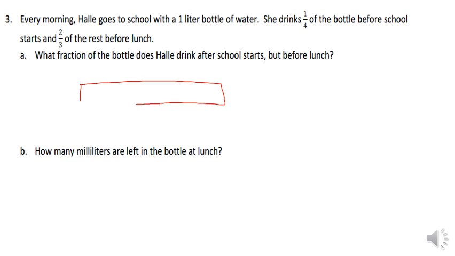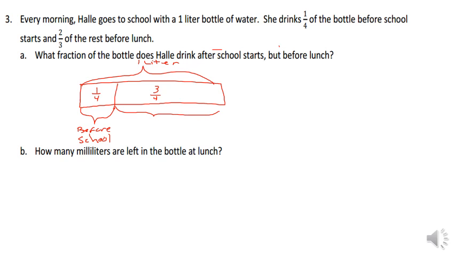So, first off, let's draw ourselves a tape diagram. And we know this is 1 whole, 1 liter. And it says she drinks 1/4 before school. Now, it says she drinks 2/3 of the rest before lunch. Well, we know this here, 3/4, is what is left.